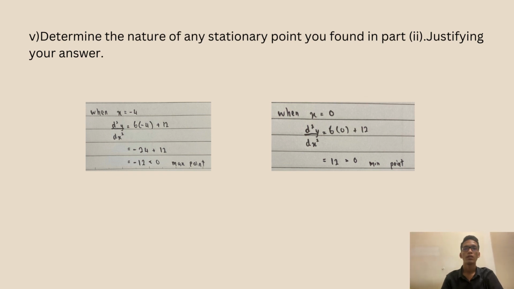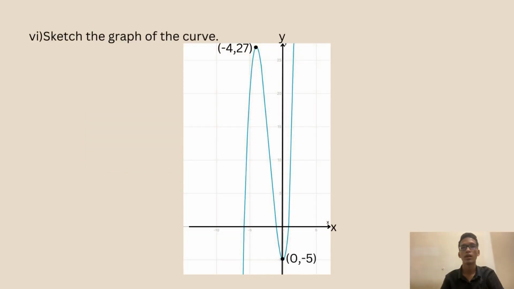And after that, when x equals 0, we replace the value of x in the equation, and it will be d squared y over dx squared equals 6 in bracket 0 plus 12, and that will be 12, that is higher than 0, that will be the max point for the graph. Okay, so this was the graph that we get from our equation, and that's all from me. Thank you.